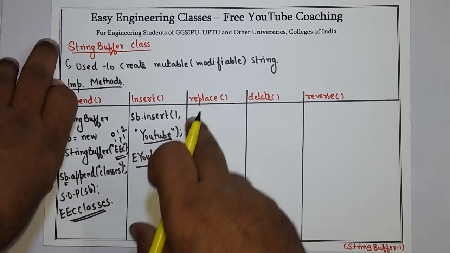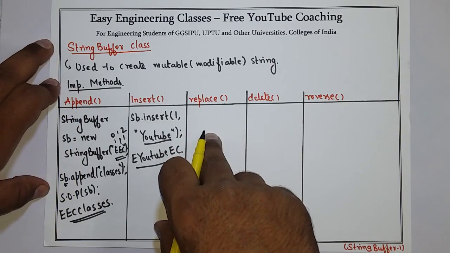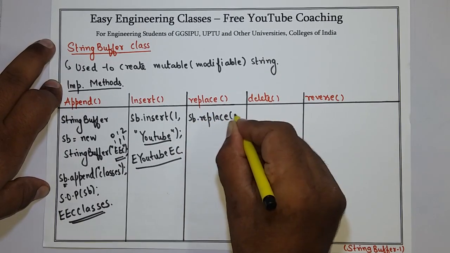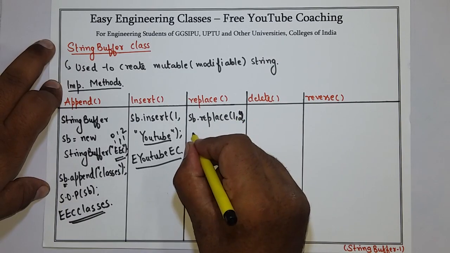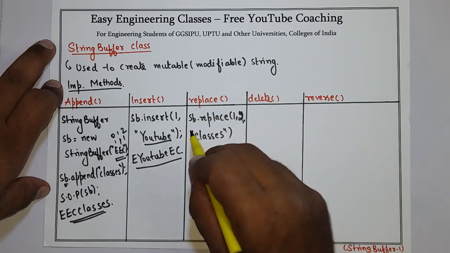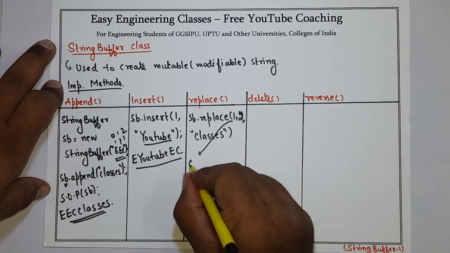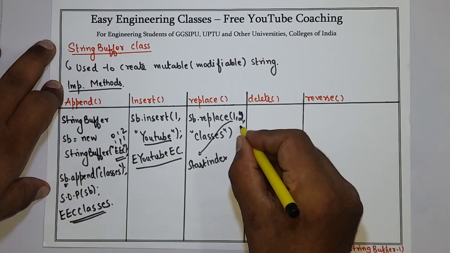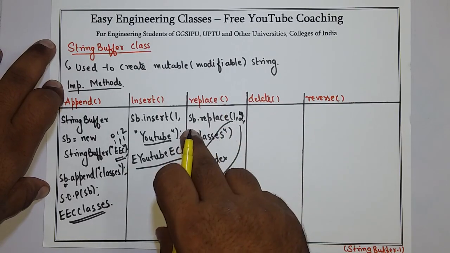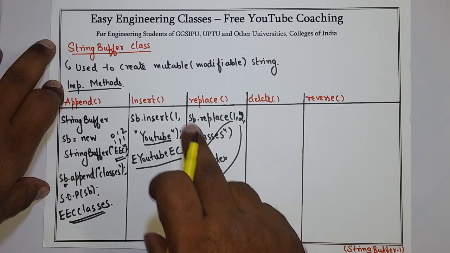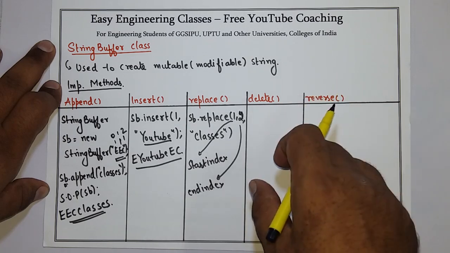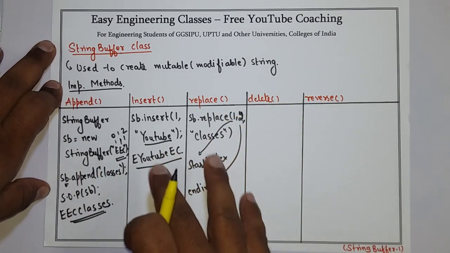Next method is replace. It replaces the given string from the specified begin and end index. So if I write sb.replace 1,4 or 1,2, then the given string is classes. It will replace the string from this start index to this end index. So it will replace the value of sb from this position to this position with the given string. You will see an example of each of these methods in the video where I have used all the methods and shown how they work on the system.